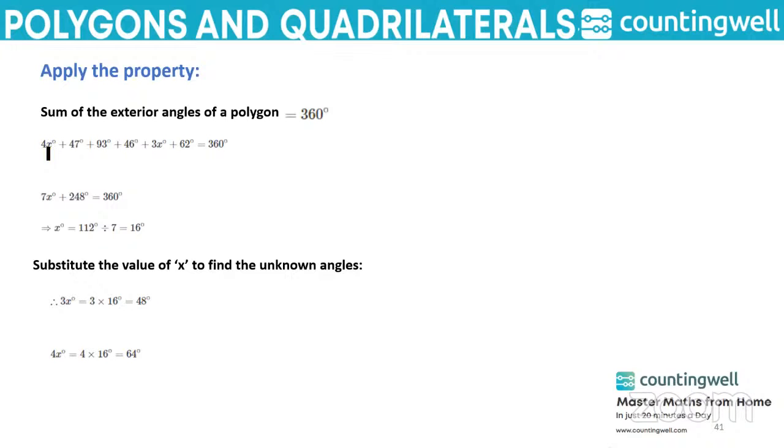So here you can see you are adding the measures and taking it equal to 360 degrees. So you have 7x degrees plus 240 degrees equal to 360 degrees. Taking the transpose on the LHS, we get x degrees equals 112 degrees divided by 7, which is 16 degrees. So you have the value of x as 16. So 3x will be 3 into 16, which is 48, and 4x equals 4 into 16, which is 64.